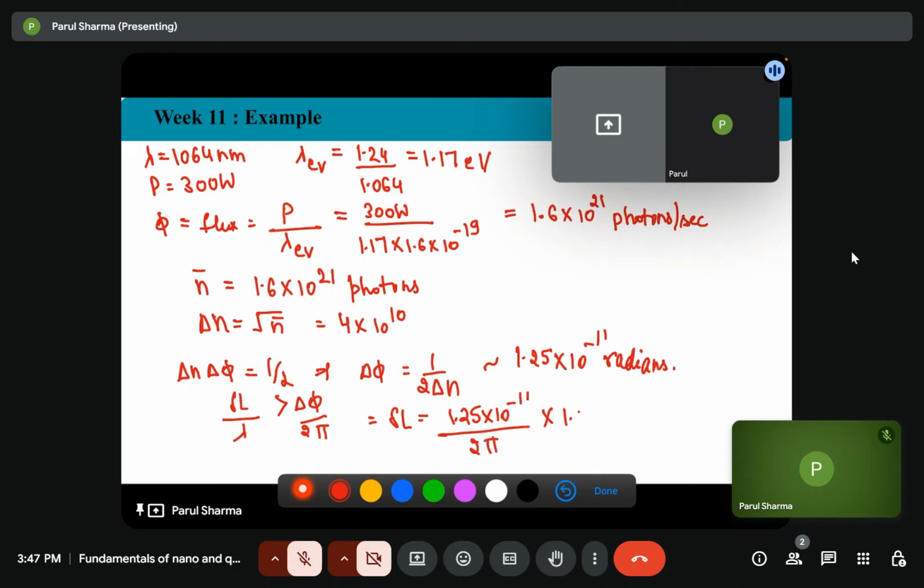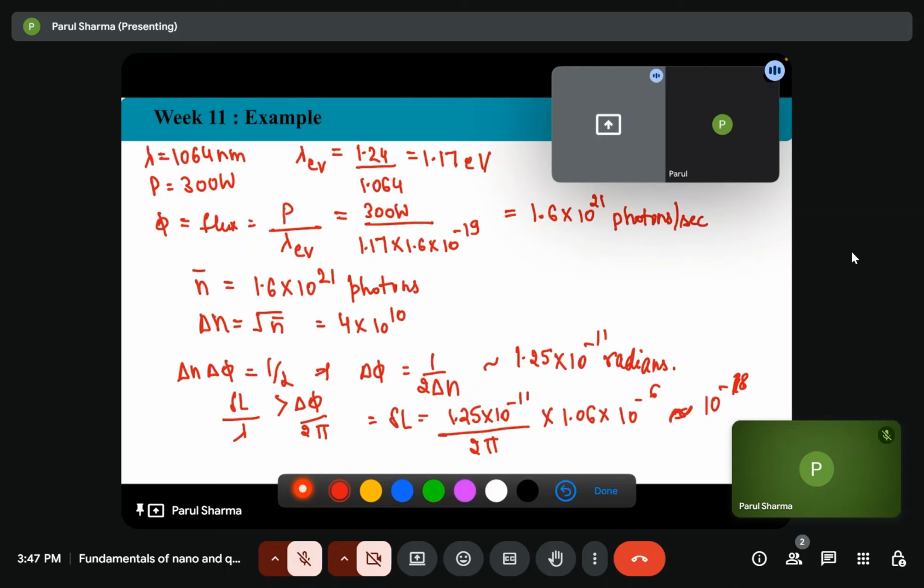into 1.06, because 1064 nanometer. This will give us approximately 10 raised to power minus 18. So with this interferometer, the minimum change in length that we can detect is 10 raised to power minus 18.